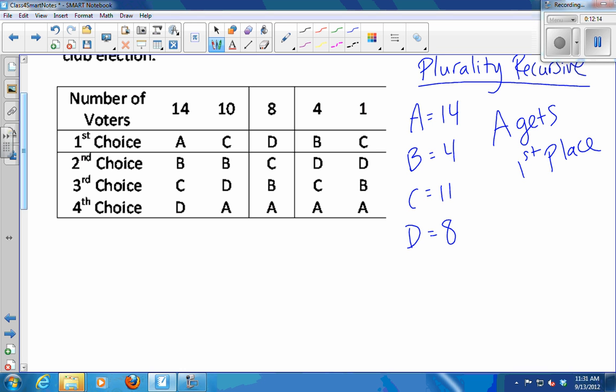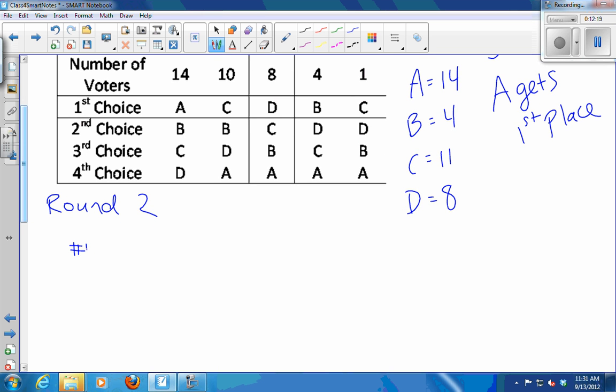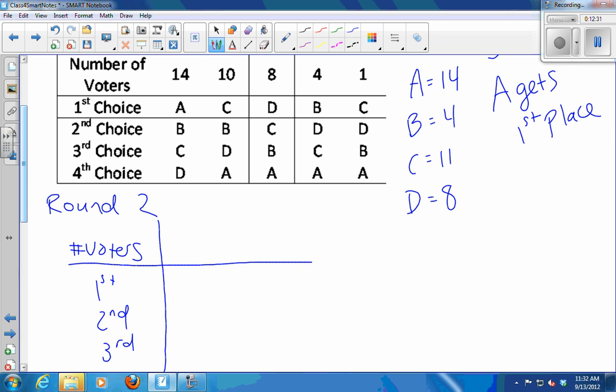So my new preference schedule for round 2 would look like this. Number of voters. Would have first, second, and third, because there's only 3 candidates now, B, C, and D. So these 14 people would have voted B, C, D. These 10 would have voted C, B, D. And 8 would have gone D, C, B, and B, D, C, and C, D, B.